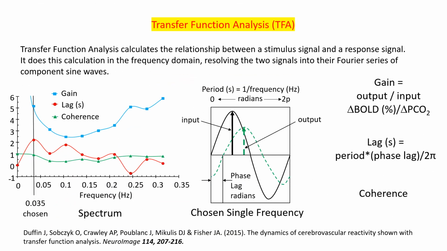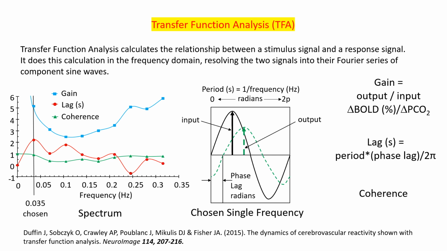As an alternative to simple regression measurement of CVR, transfer function analysis, TFA, provides similar information using a different approach. This is a standard signal analysis engineering technique. TFA uses the entire stimulus sequence of both step and ramp changes. It calculates the relationship between a stimulus signal, carbon dioxide in this case, and a response signal, the BOLD signal.